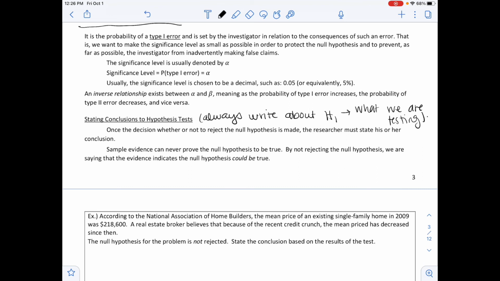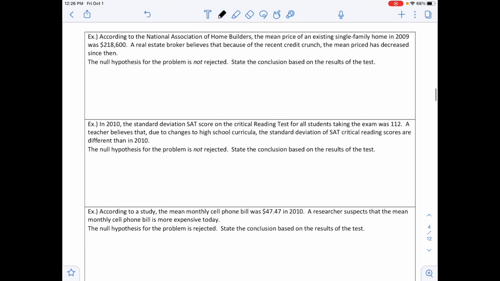And so with that said, we don't use the word accept. We're going to use either reject, do not reject, or fail to reject. We are not going to use the word accepting because, again, there could be an error involved.